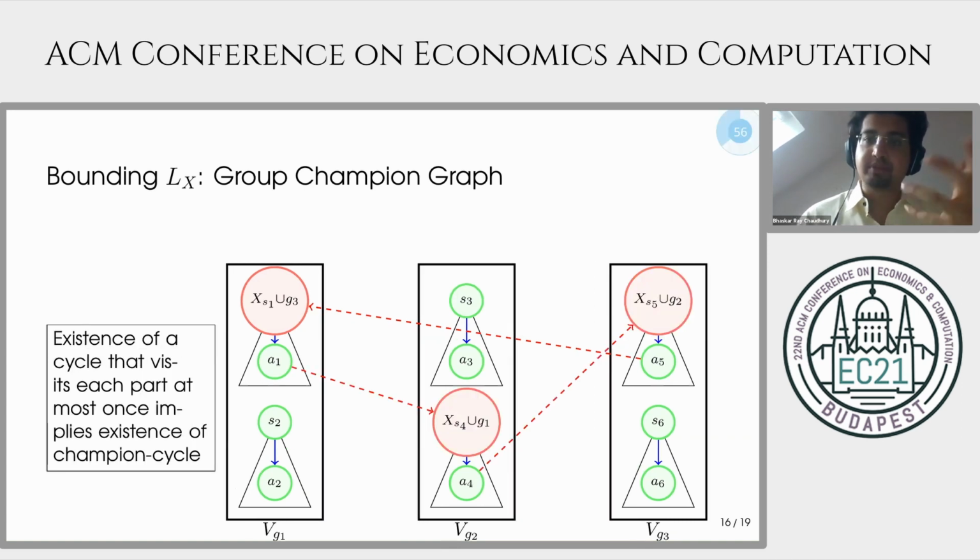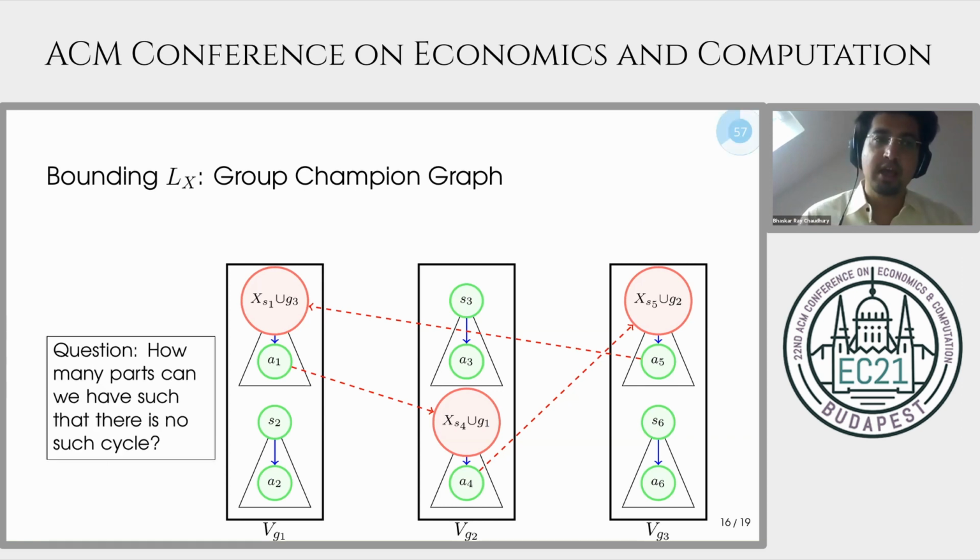And what happens if I have a cycle that visits each part at most once? Basically a cycle which can contain at most one vertex from each part. This would imply the existence of a champion cycle, like I said. And this would imply the existence of an EFX allocation which Pareto dominates the previous EFX allocation. So now my question is, given a graph which satisfies the set of properties that I described, like the number of vertices possible in a part, and each vertex in a part having incoming edges from the other parts, how many parts can we have such that there are no such cycles?